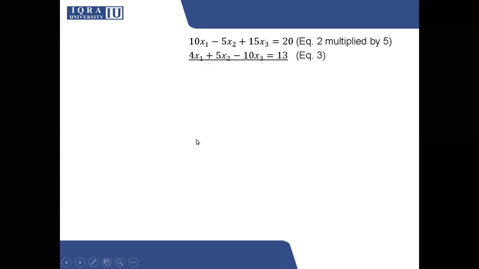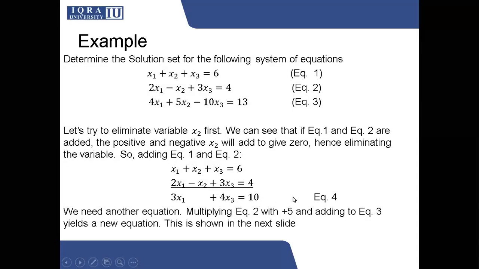This is shown in the next slide. I'll be taking equation 2 and 3. Equation 2 is multiplied by the number 5, and this is equation number 3. When I add the two equations, x2 automatically gets eliminated, and I have another equation which is called equation 5. Now I have equation 5, and previously I got this equation 4.